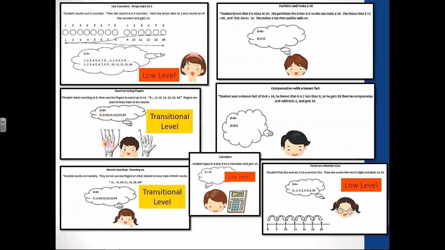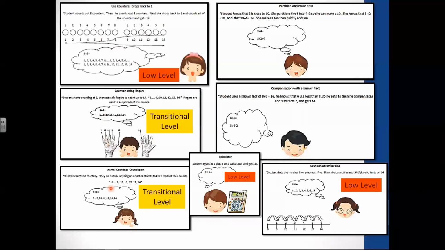If they were to go 1, 2, 3, 4, 5, 6, 7, 8, and then 9, 10, 11, 12, 13, 14, that would be a low level strategy. If they build 8 and then go 8, 9, 10, 11, 12. But just counting on, that's just a transitional strategy that all kids go through. The next one is mental counting.